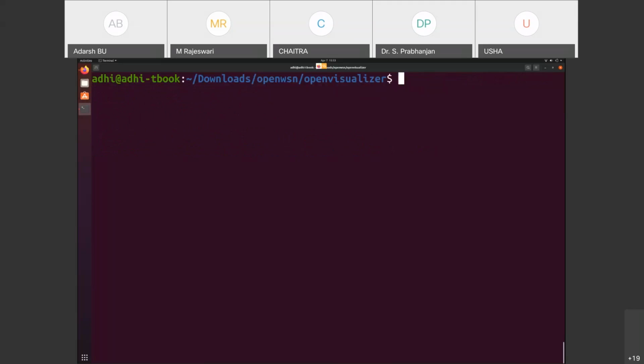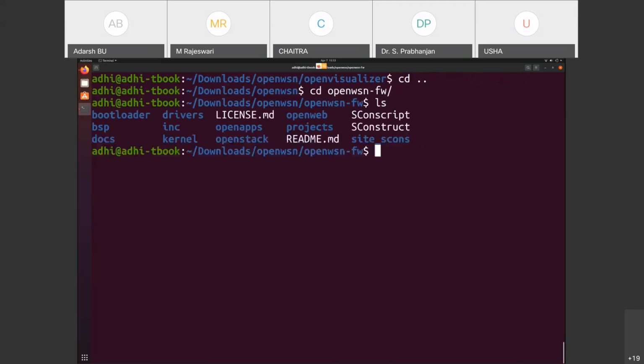Then just go to the folder called cd openwsn-fw, the firmware. In this firmware, mainly to execute the scons script, we will give the command scons, and then the board on which we are trying to execute. The board that we are giving here is python.